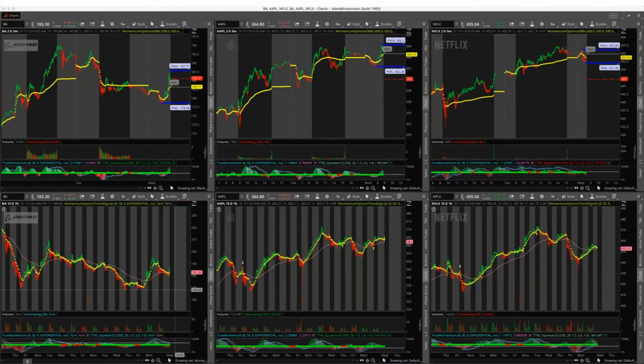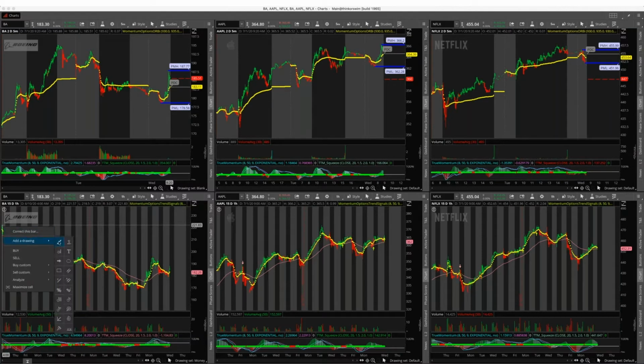So as you guys can see, I've got three charts loaded up on my screens. I'm looking at Boeing, Apple, and Netflix on the 5-minute and the 1-hour time frames. And the first thing we're going to want to do when we are looking to trade with Orbee is we want to understand what price has been doing, where it has been going. So we use this 1-hour time frame to look for some trends.